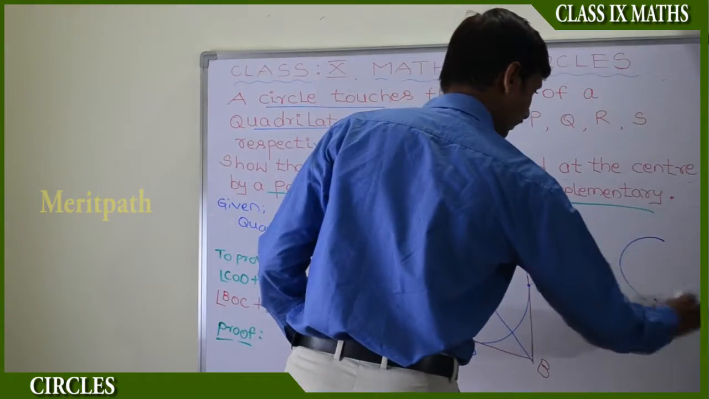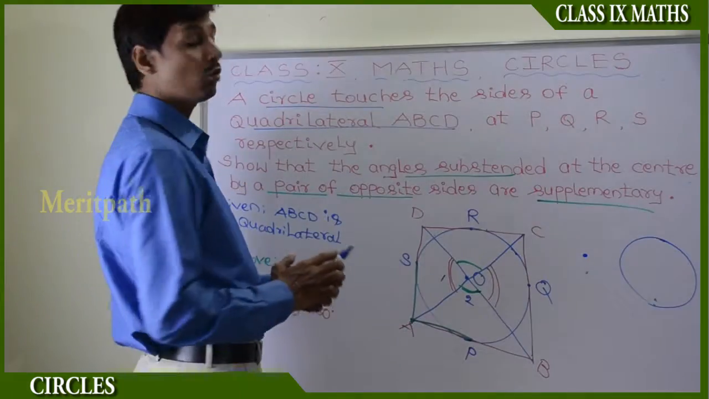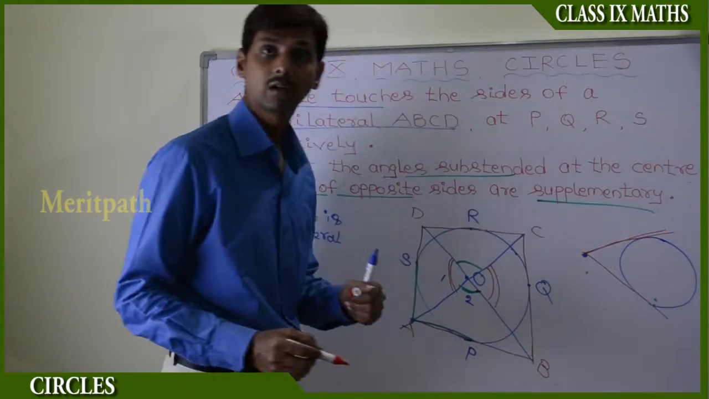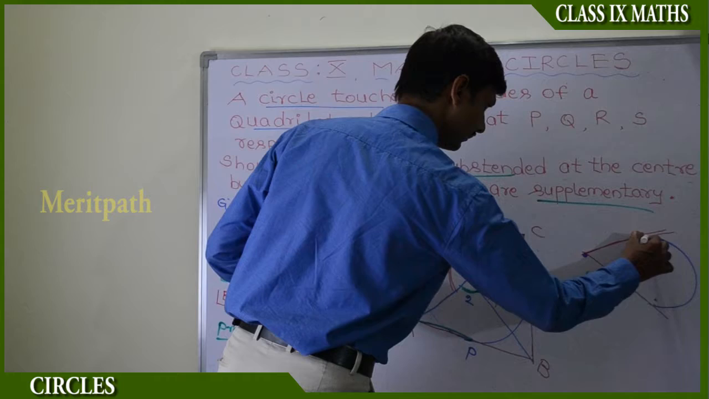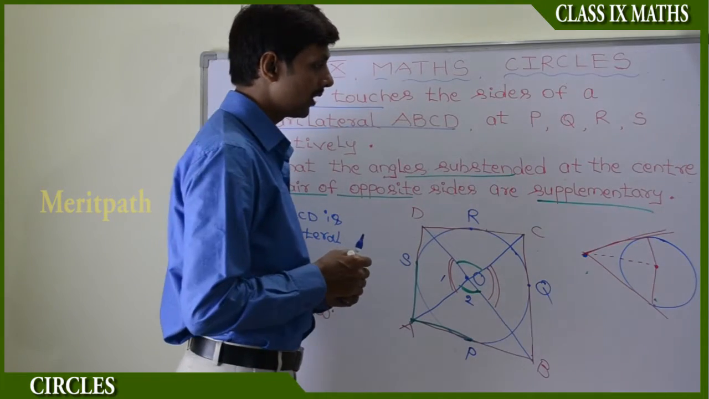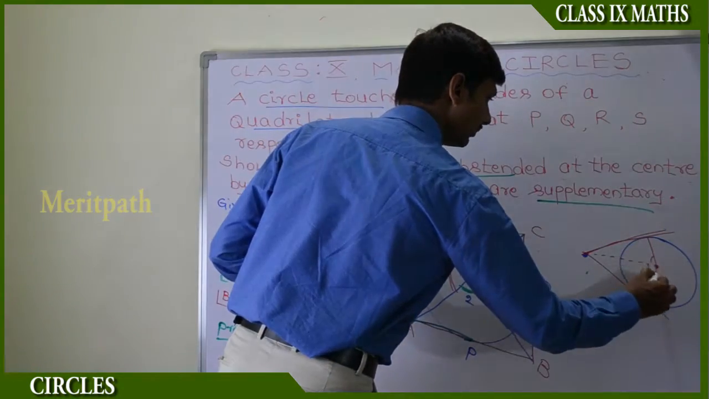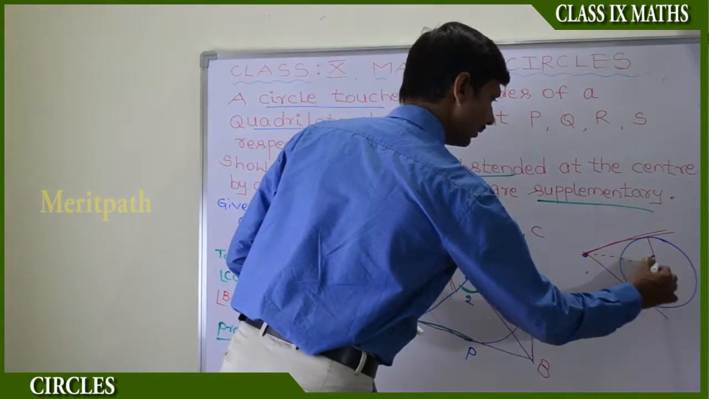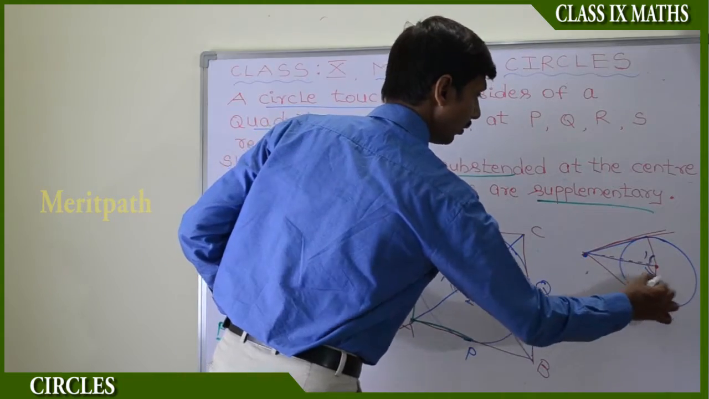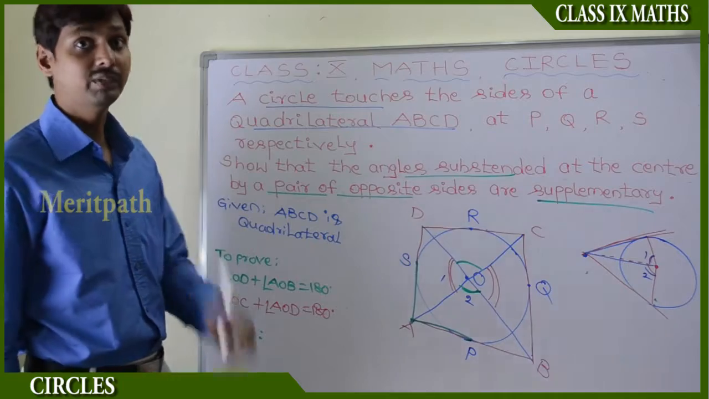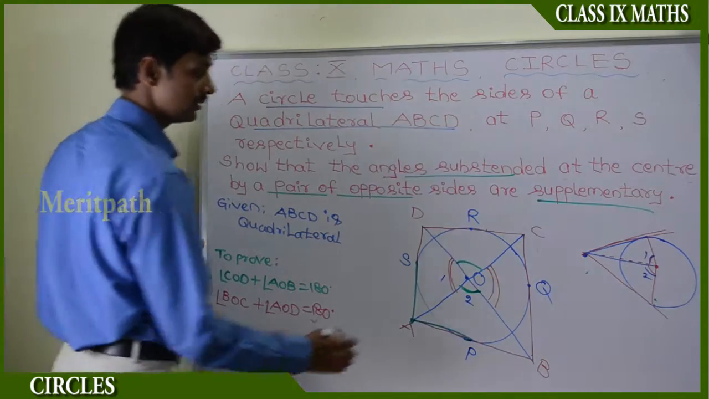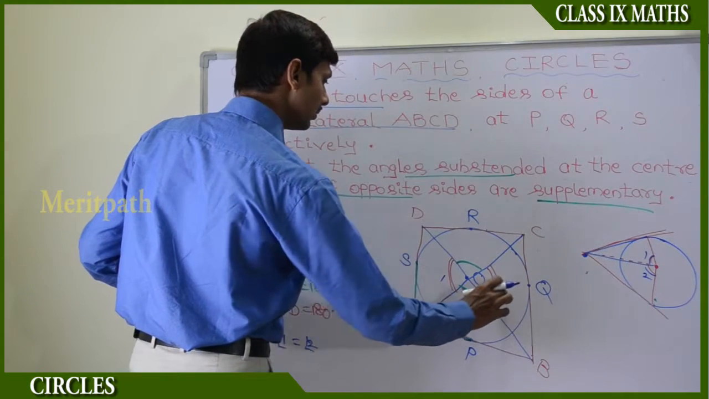Using the theorem that tangents drawn from an external point of a circle are equal, two tangents are drawn from an external point, and the angles made at the center are equal. The reason is that we have proved that the two triangles formed here are congruent, so these two angles, 1 and 2, are equal. So here, using the same theorem, angle 1 is equal to angle 2. And then angle 2 is equal to angle 3.